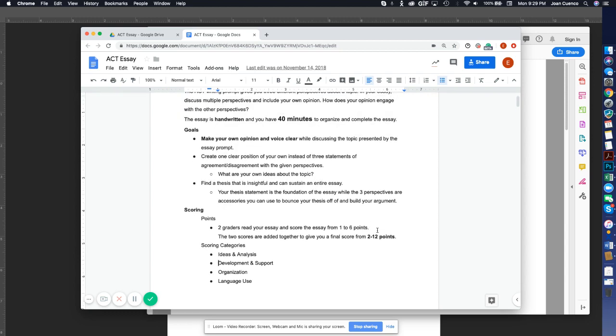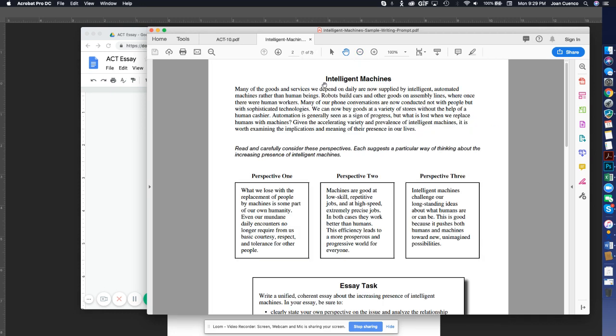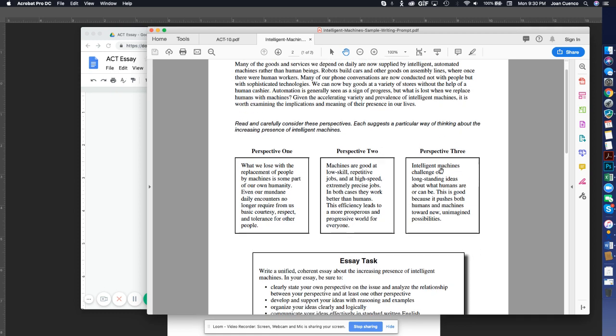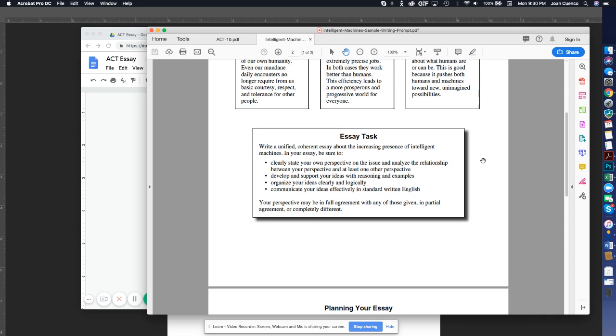Okay, let's get into what the essay prompt looks like. So here's a sample prompt, intelligent machines. We'll talk a little bit about the anatomy of the essay prompt before we actually jump in and start reading it. The ACT will give this essay prompt to you on the official exam day, and it will introduce a topic. Then it will give you 3 perspectives about that topic, and then it will give you an essay task here. It tells you what is important to do when you write your essay.